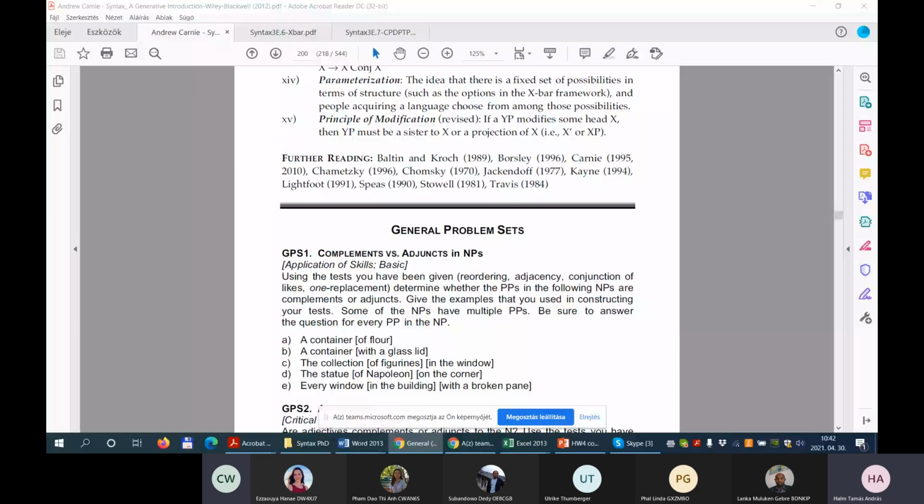Yes, I would think that the first PP in the building is a complement, and the second one is an adjunct. What I tested is to add an adjunct between the noun phrase and the PP. If it works, then it is an adjunct. If it does not work, then it is a complement. So I think in the building in this sentence should be a complement because it provides a complementary meaning to the window.